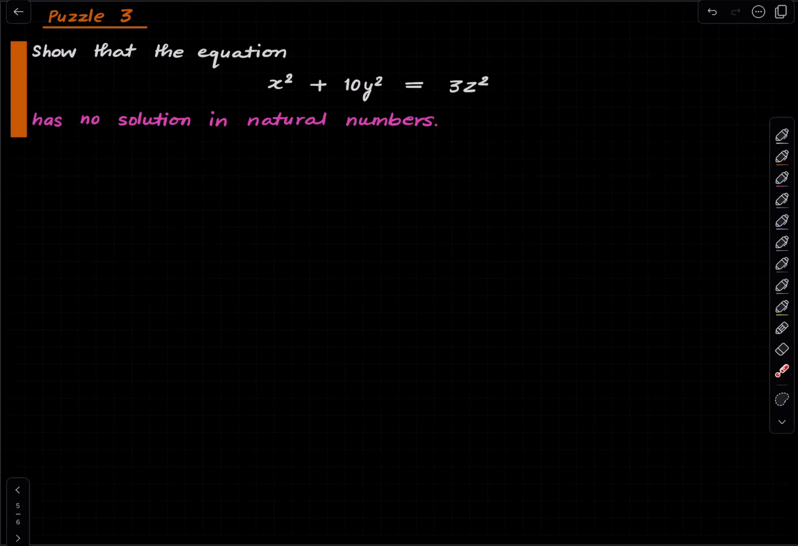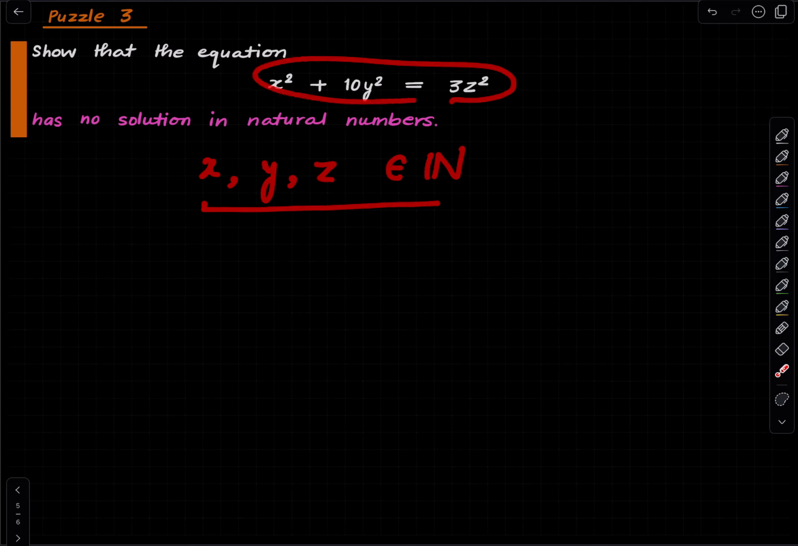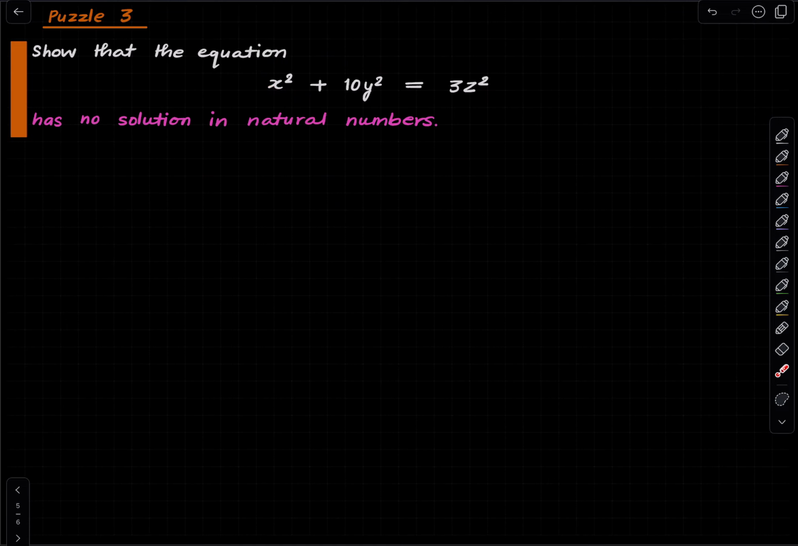Okay, the most interesting puzzle is for last. We want to show that this equation has no solution in natural numbers. What does that mean? It means that whenever you choose x, y, and z from the set of natural numbers, this will never hold. No matter what three natural numbers x, y, z you pick, there is no way this equation can be satisfied.